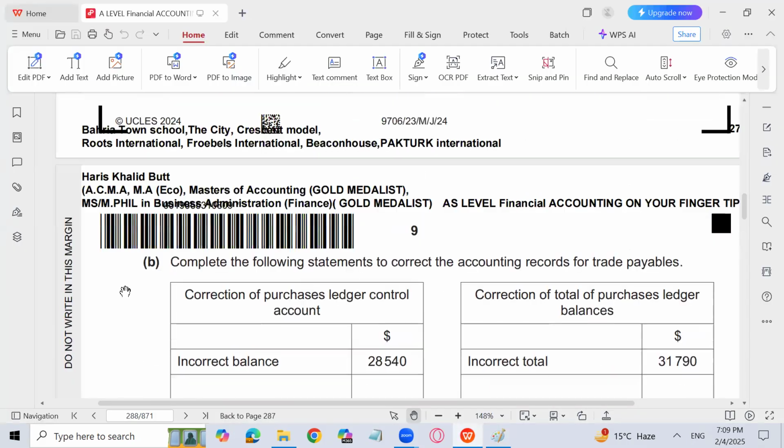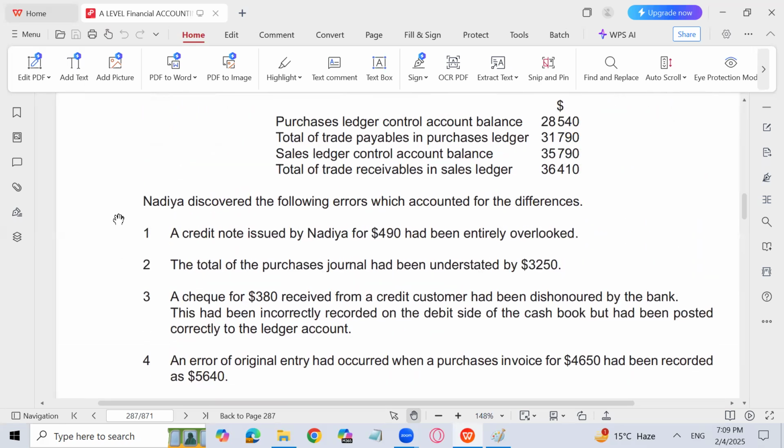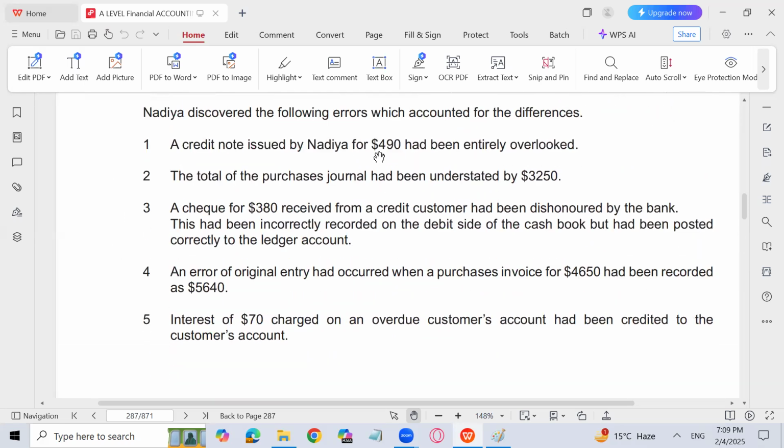The first mistake, which we have made on 24-23, is that a credit note issued by Nadia for 490 had been entirely overlooked. First of all, we should know what a credit note is. I told you that debit note and credit note are used for the return of goods. There are two types of return. One is known as sales return. The other one is known as purchase return.